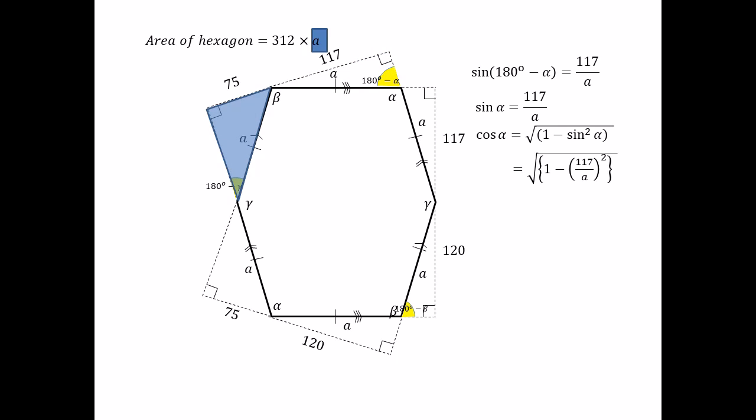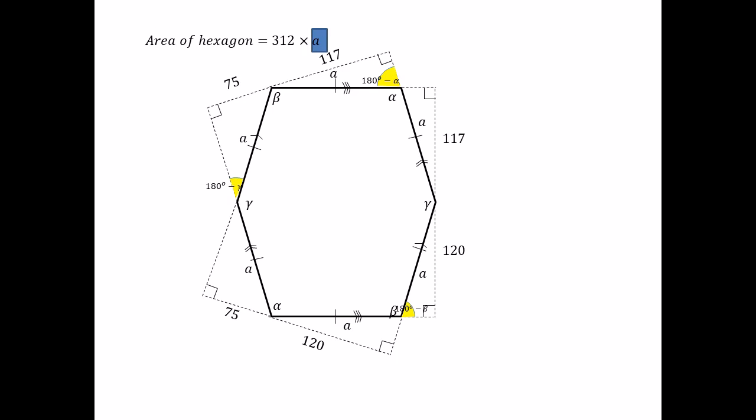Similarly, from this triangle, sine of 180 degrees minus beta is equal to 120 upon A, and that is sine beta is equal to 120 upon A. So overall we got the values: sine alpha is equal to 117 upon A, cos alpha is equal to the square root of 1 minus (117 upon A) whole square, sine gamma is equal to 75 upon A, cos gamma is equal to the square root of 1 minus (75 upon A) whole square, and sine beta is equal to 120 upon A. And here we don't require the value of cos beta. Okay, we'll take back the picture.